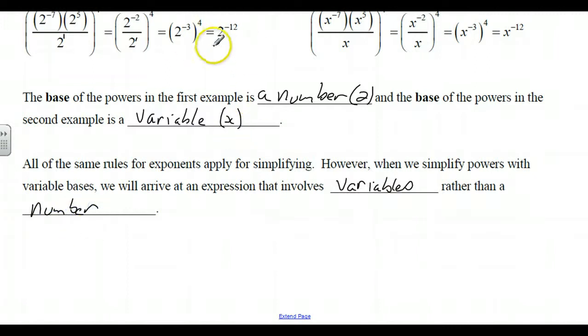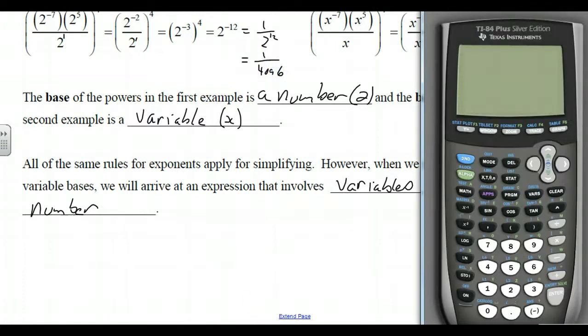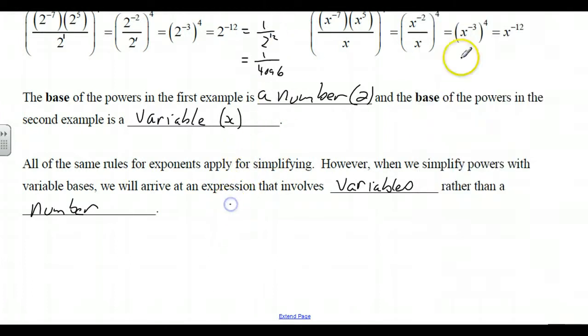2 to the negative 12 is just a number, right? I mean, it's 1 over 2 to the 12th, which is 1 over, I think, 4096. Gets out calculator. 2 to the negative 12. Math, enter. Yes, 1 over 4096, right? This evaluates. This doesn't. This is an expression.